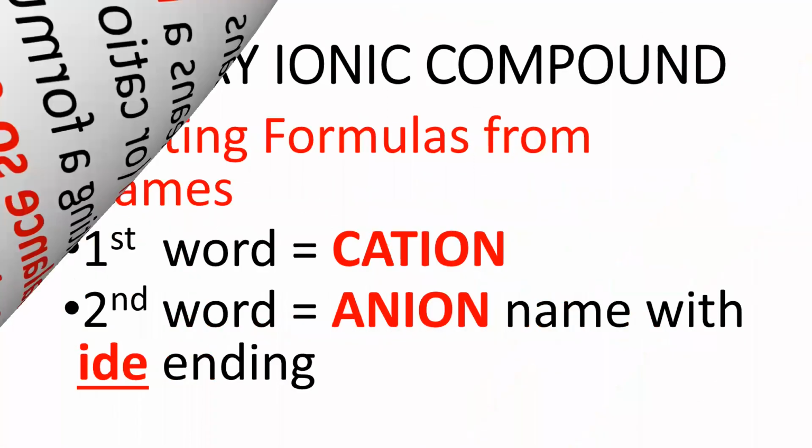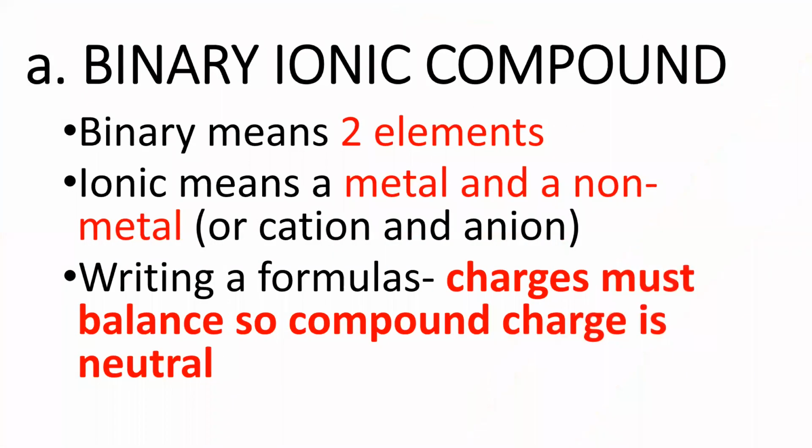Number one, binary means that it is composed of two elements. Ionic means that it is composed of a metal and a non-metal, or a cation and an anion. So binary means two elements, meaning it's a chemical compound between a metal, which is a cation, and a non-metal, which is an anion. So remember that when it comes to writing formulas, charges must be balanced so that the charges of the compound will become neutral.